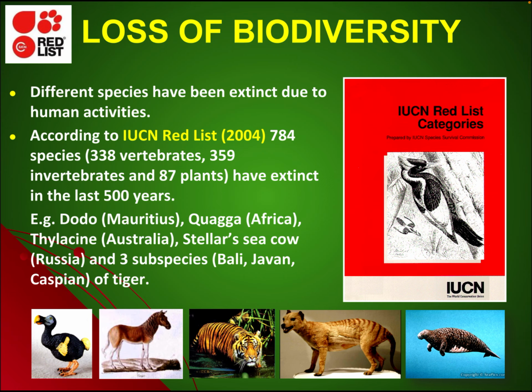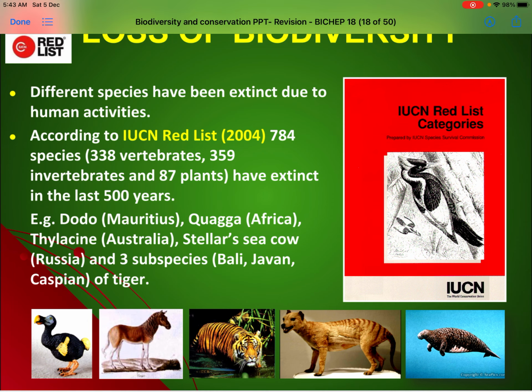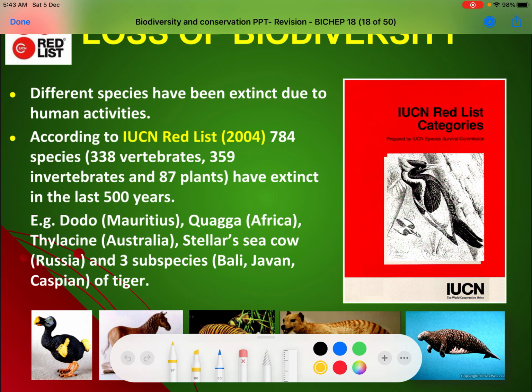Let us discuss first what the loss is, and then we are going to discuss the various reasons for the loss of biodiversity. So the very first thing we are about to study is why this is caused. Different species have become extinct due to human activities. So this is the main cause why we are getting loss of biodiversity.